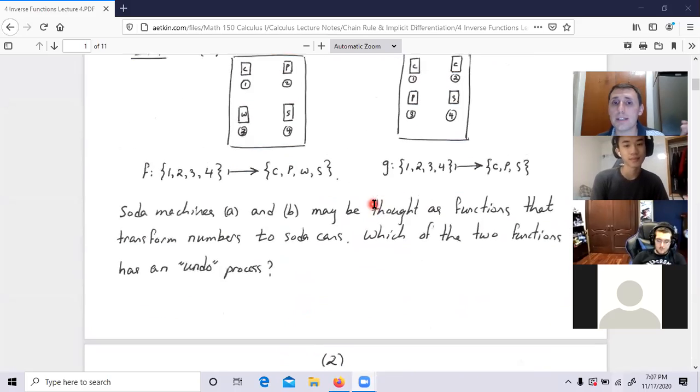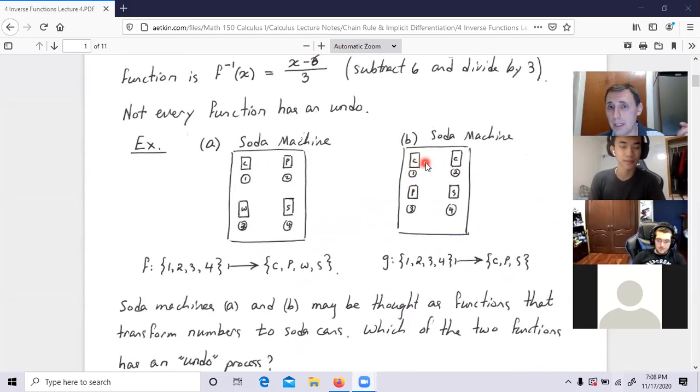And of course, let's see about this function, B. Will that have an inverse? Will there be an undo? Look at it. 1 is mapped to Coca-Cola, 2 is mapped to Coca-Cola, 3 to Pepsi, and 4 to Sprite. Will there be an undo for this expression?